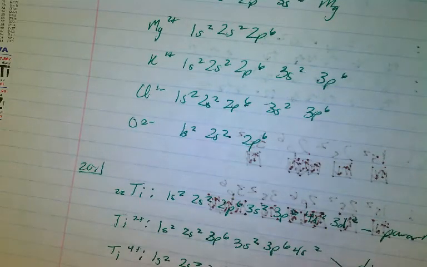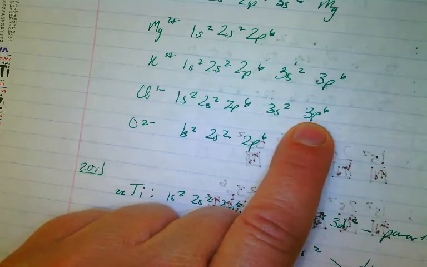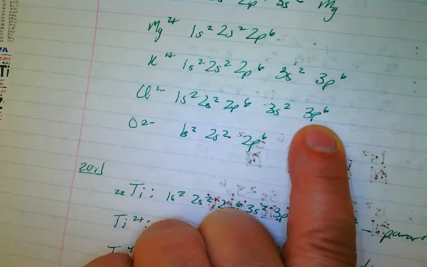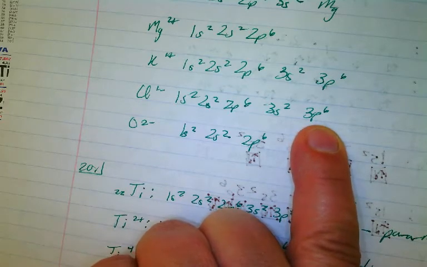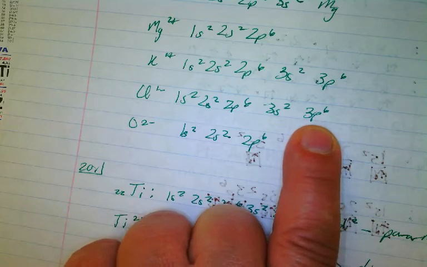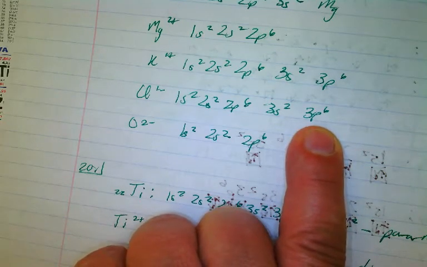Chloride is the opposite. Instead of throwing electrons out, what's it going to do? It's going to take it in. It's going to go and get it. And it's going to fill that last p orbital. So it's going to go from being 3p5 to a 3p6. And that's where it gets its negative charge, because now it has more electrons than protons.